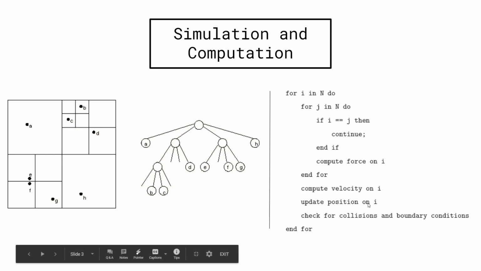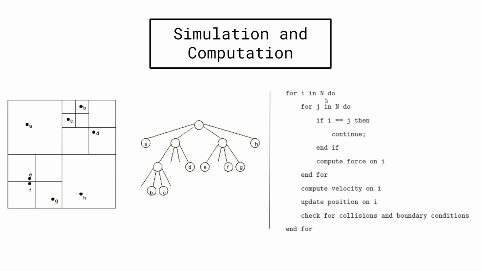The one on the right is just a single node computational algorithm. And so you see that it's basically two nested for loops, and that's why it's n squared. For each body, you're seeing how the forces interact with each other body. And then you compute the velocities and update the positions, and so on.